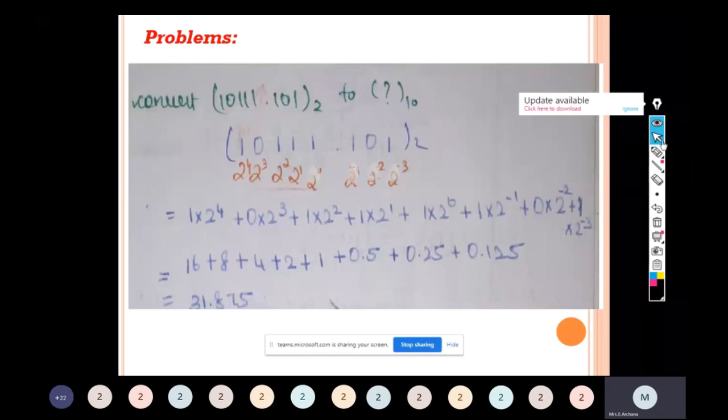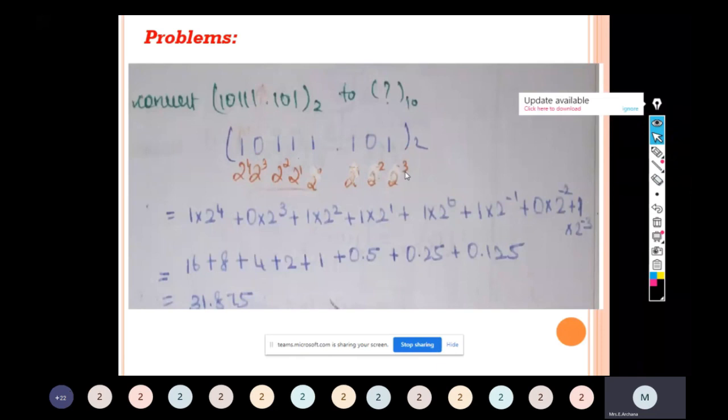The number given here is 1011.101. First let me consider the integer part. It has the base value 2. So the first digit gets 2 power 0, the next digit 2 power 1, the next 2 power 2, the next 2 power 3, and the next 2 power 4. Like this, for the fractional part: 2 power minus 1, 2 power minus 2 and 2 power minus 3.